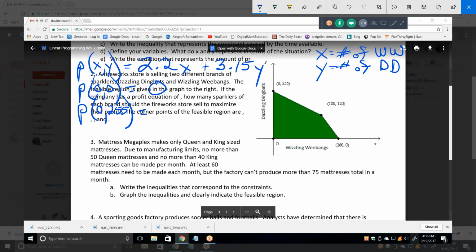Remember that our optimum solution has to lie at one of these vertices. It cannot lie in the middle of that area. So we don't have to test anything but the vertices. Okay? So what's the profit at this point right here? That's 0, 255. You're going to need your calculator for this.